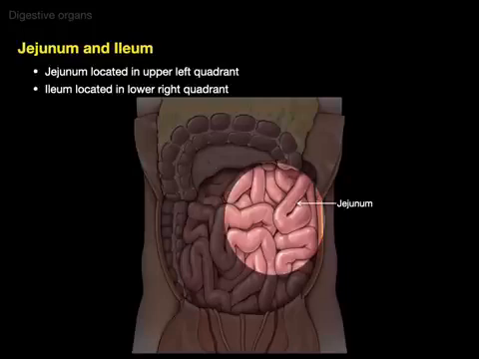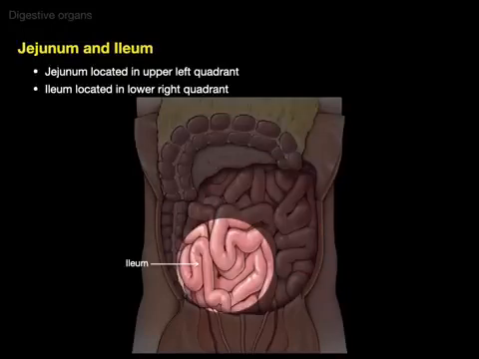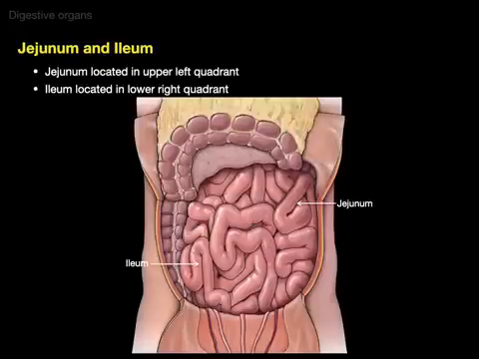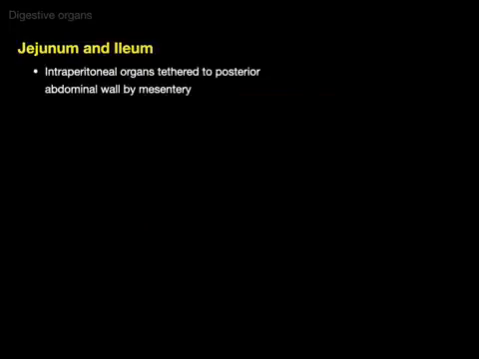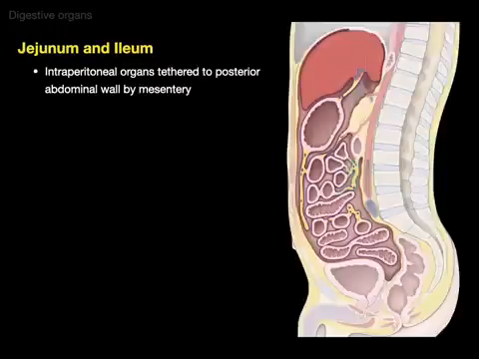Upper left quadrant, primarily that small intestine you see is jejunum. Lower right quadrant, that primarily is the ileum. There we've got where they're basically located. And the jejunum and ileum are considered intraperitoneal organs, and they're tethered to the posterior abdominal wall by mesentery.